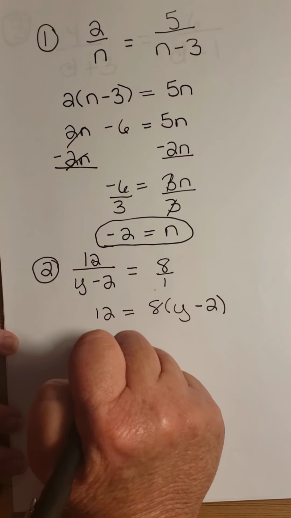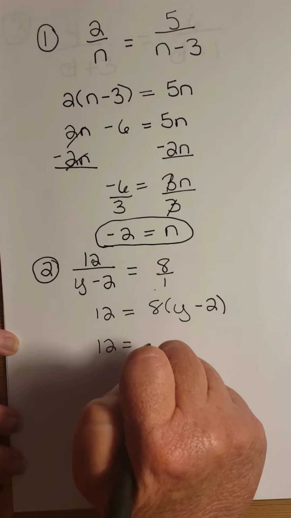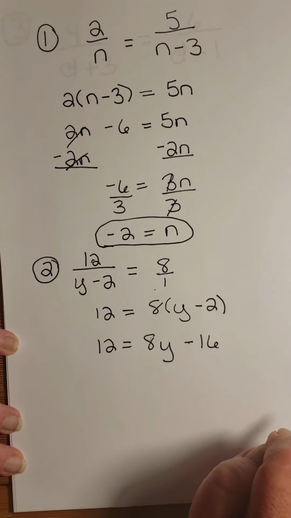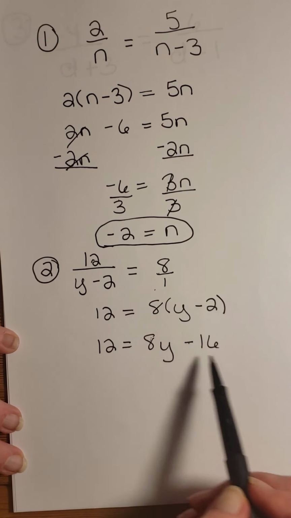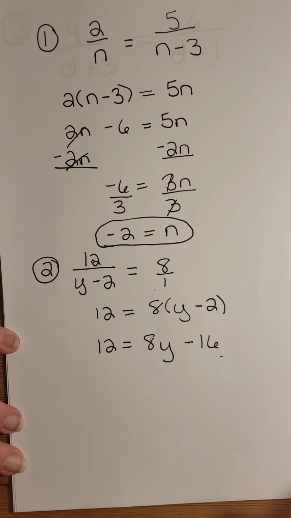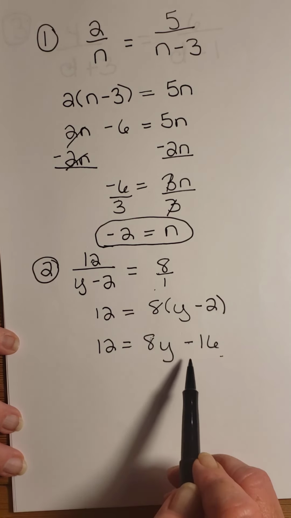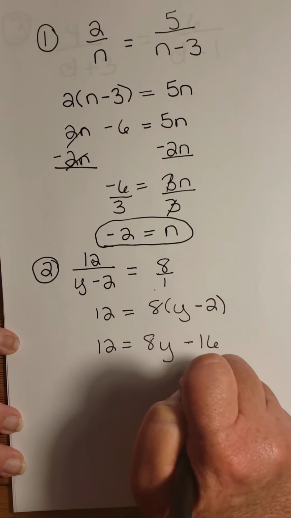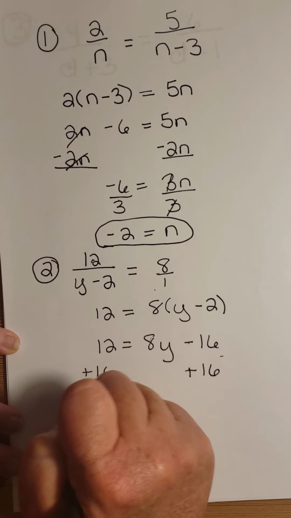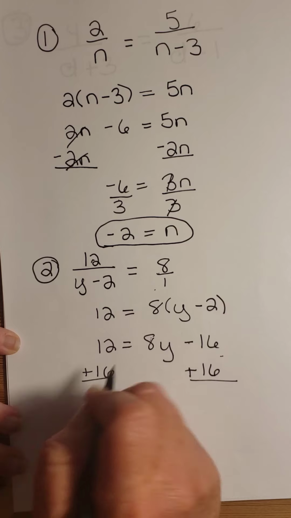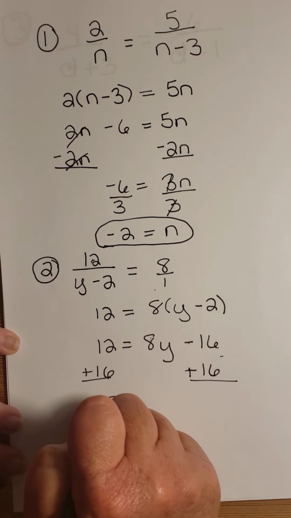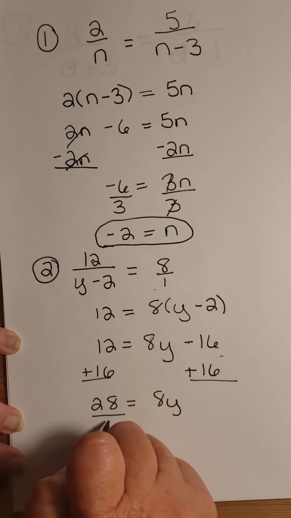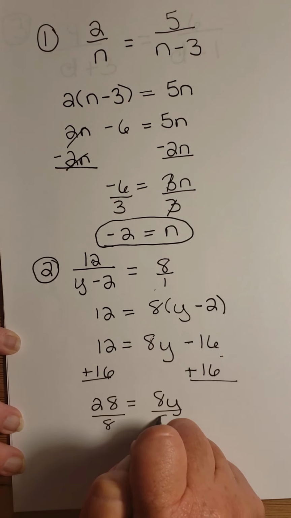Why? Because we must distribute that 8 to the y minus 2. So the 12 is going to hang out for a moment, and we're going to get 8 times y to get 8y. 8 times negative 2 is negative 16. And again, you'll notice that I have a lot more going on this right side. So instead of moving the 8y, I'm actually going to move the 16. So instead of minus 16, I want to do plus 16 to both sides. 12 plus 16 here is going to give me 28 equals 8y. Now I've got to divide both sides by 8.